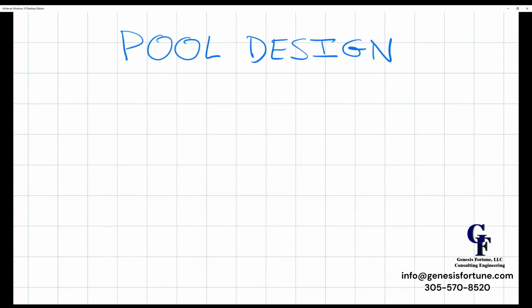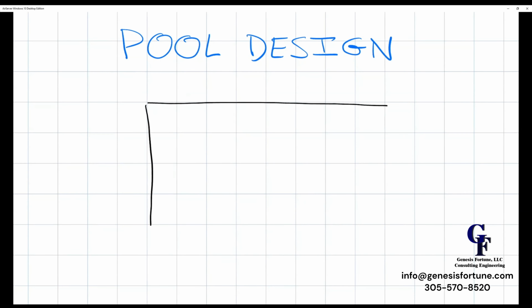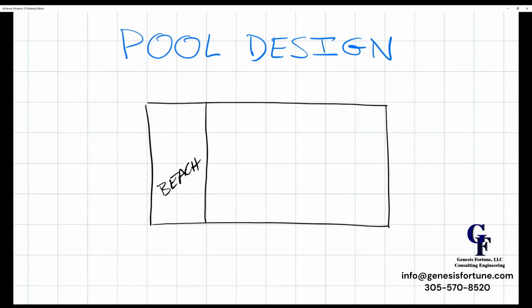So let's start with what could be a very simple pool. Let's do something like a rectangle. In a very regular pool, nowadays designs change with time. Usually you have something that is called a beach, and the other section, this one right here, is just the regular area for the pool. Both of them are water areas.